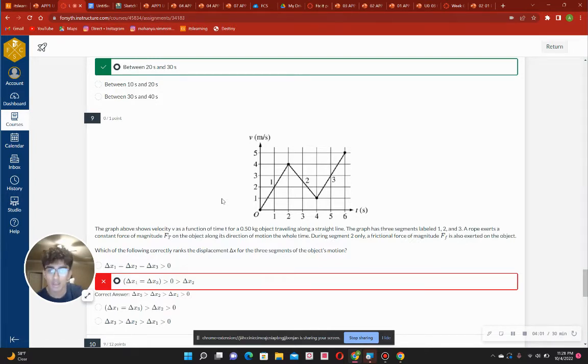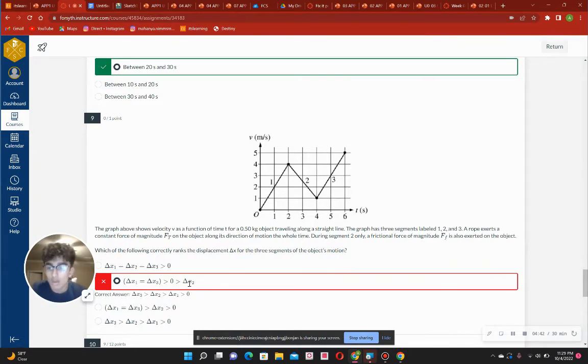I was rushing a little bit, and my thought process was that over here in the first segment, it moves 4, and that's the displacement. And over here, it moves in a negative direction, 3, and for the third segment, it moves 4 in the positive direction. So because both 1 and 3 had a displacement of 4, which is not true, they're equal to each other. And then since this is negative and going in the negative direction, it was less than 0.